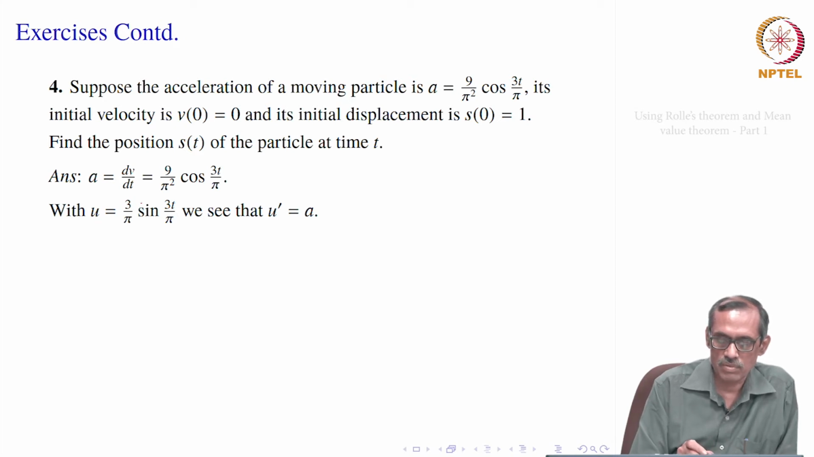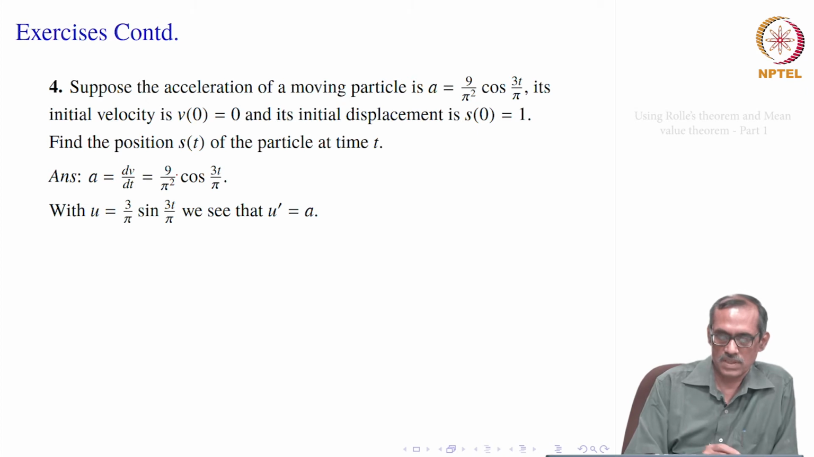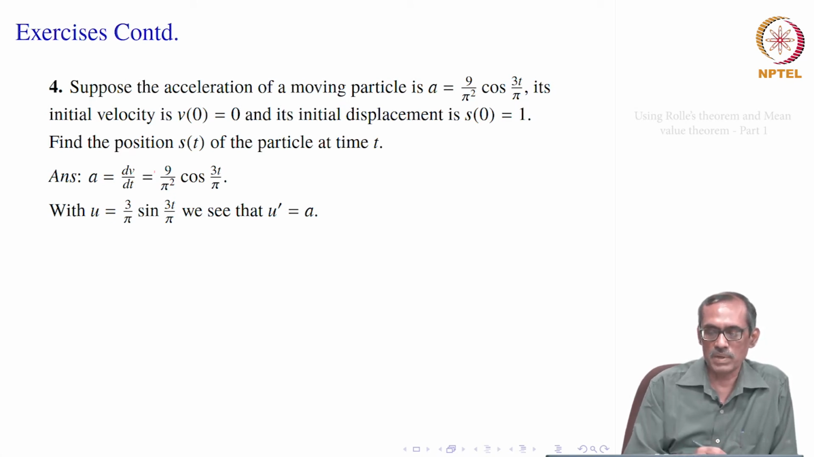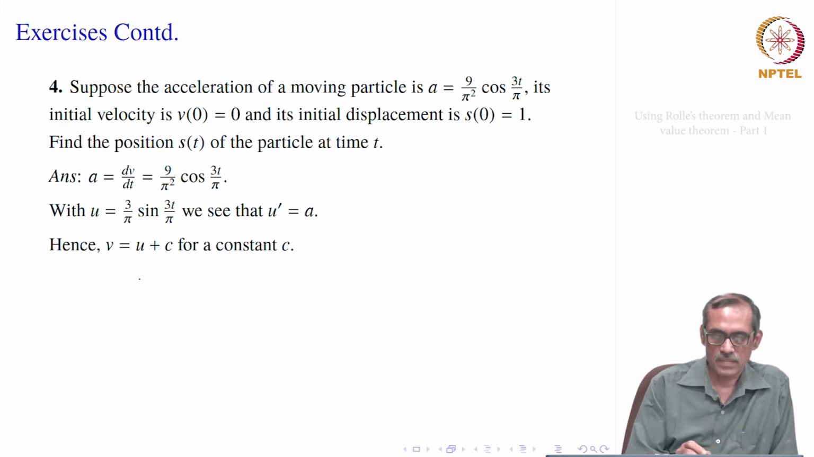So, if you take u equal to 3 by pi sin 3t by pi, you can see that the derivative of u with respect to t gives you that. It is 3 by pi times cosine 3t by pi times the derivative of 3t by pi with respect to t, that gives again 3 by pi. So, that makes up to 9 by pi square. Okay. So, it is the derivative of the function u, but u need not be equal to v. Our corollary to the mean value theorem says that u can differ from v by a constant, right. So, we can write v equal to u plus c for some constant c.